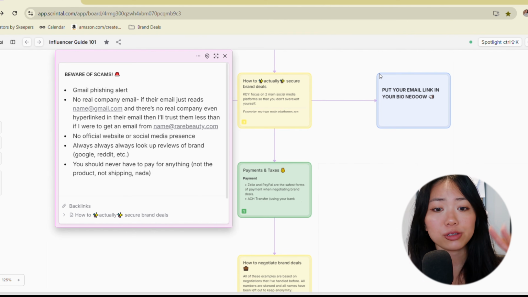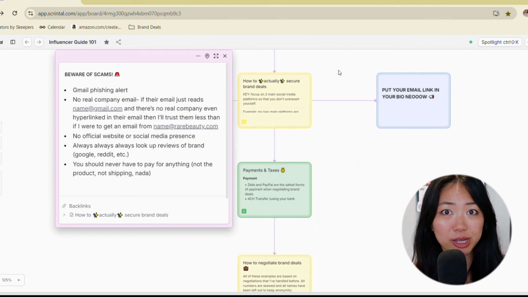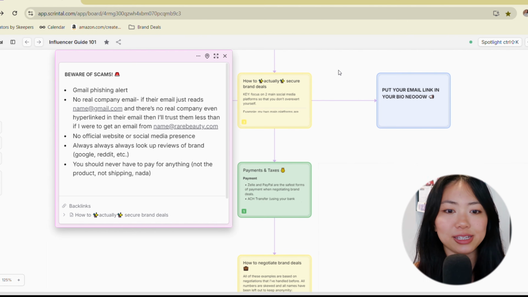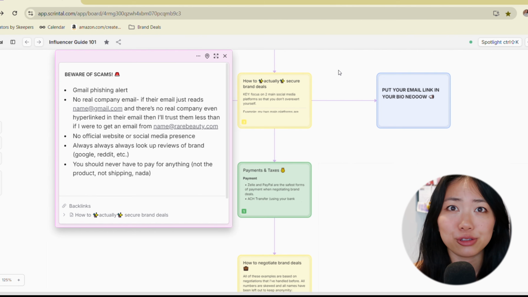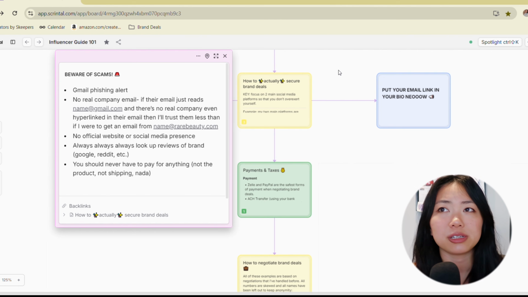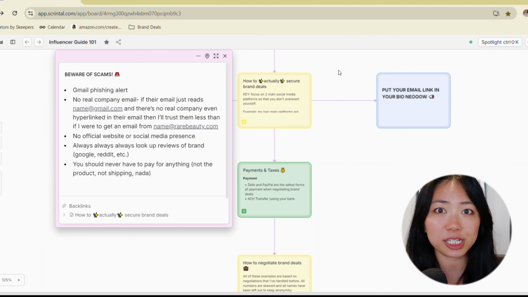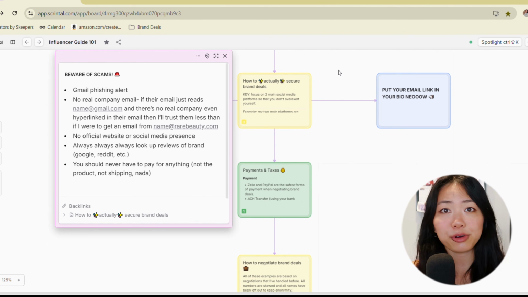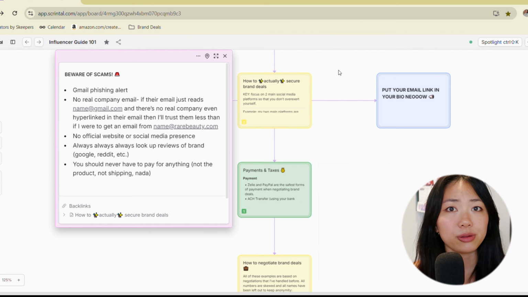Number 4, always look up brand reviews on Google and Reddit. Do your research before just jumping into a gifting or a brand deal, because you always want to be safe with your information and protect yourself out here. And number 5, you should never, ever pay for anything upfront. Not for the product, not for shipping. As always, please be safe out there and just trust your gut instinct if something feels off.